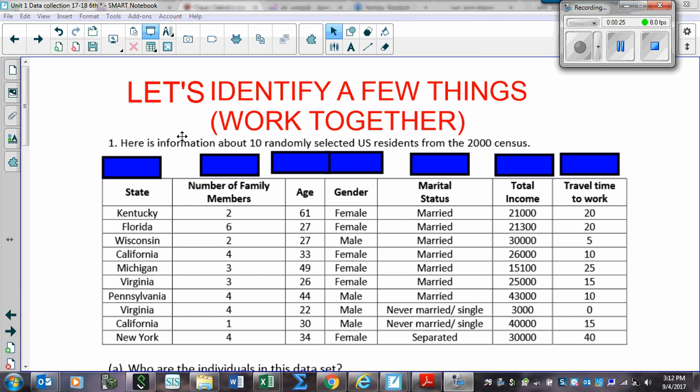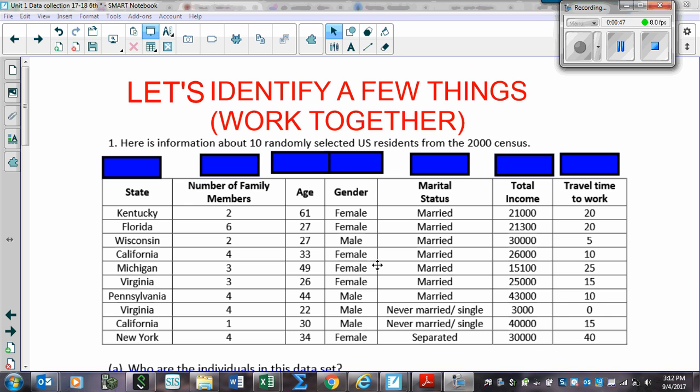First of all, it says here's information about 10 randomly selected U.S. residents from the 2000 census. There's a tendency for our eyes to be initially drawn to the data table because that's where the information and the action is, but we want to make sure to read the introduction first so we know what or who we're looking at.